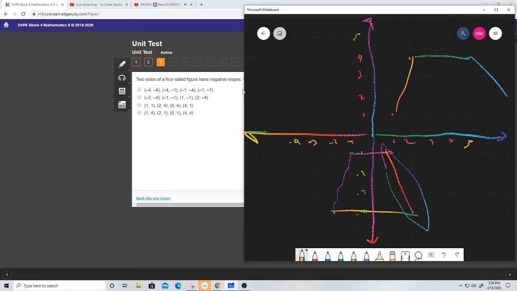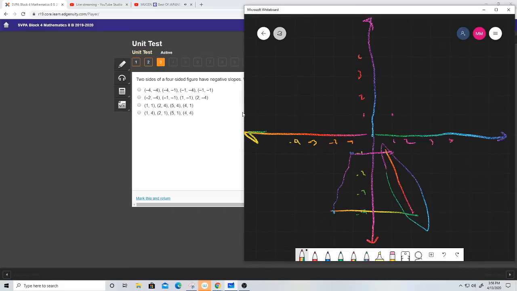Let's do the last one. 4, 1. Alright, we got a negative slope here, but nope. So we did all 3, right? So the answer has to be D, but let's just do it for funsies.